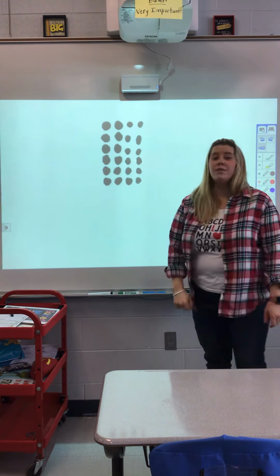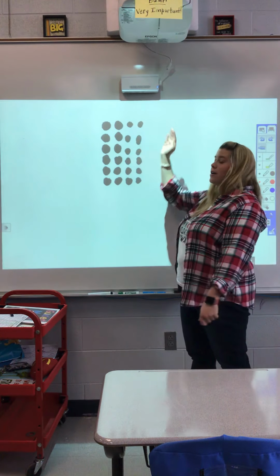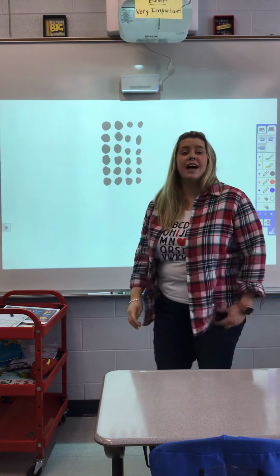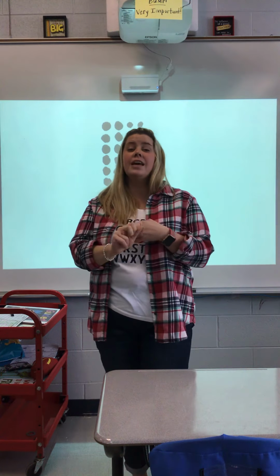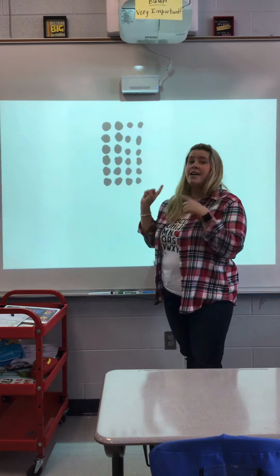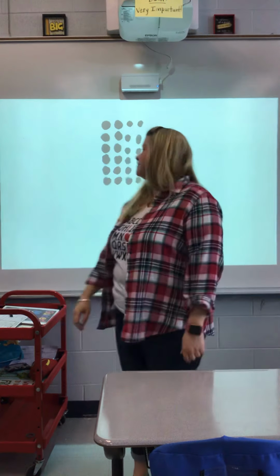Okay, there's your array. We have 6 rows and 4 columns. Same thing as last time. I'd like for you to write me the division sentence and the multiplication sentence that illustrate this array. Hit pause and come back after you figured it out.